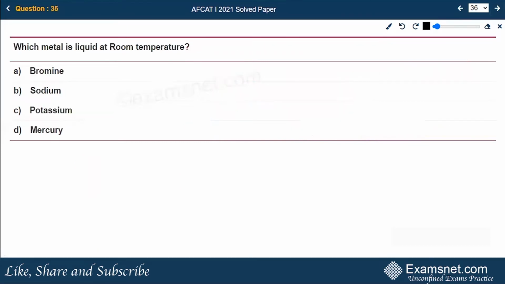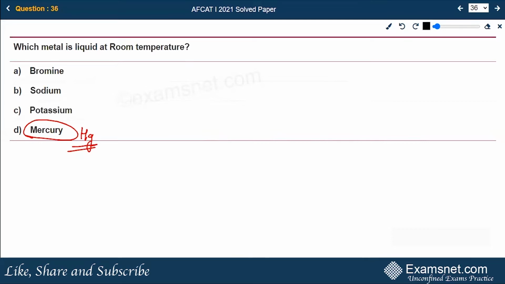Next, question number 36. Which metal is liquid at room temperature? Is it bromine or sodium or potassium or mercury? See, out of these, only mercury is the one. This is the chemical symbol of mercury. Mercury is the only metal which is present as a liquid at room temperature.